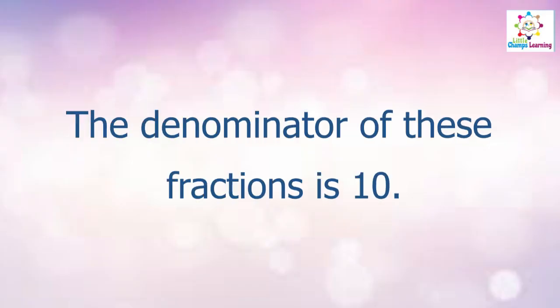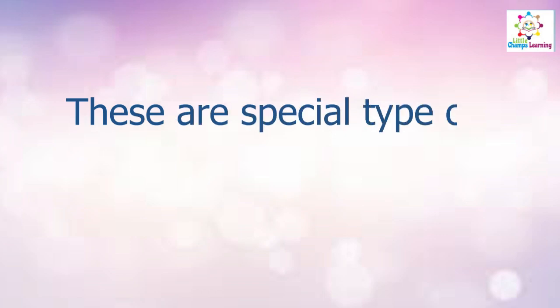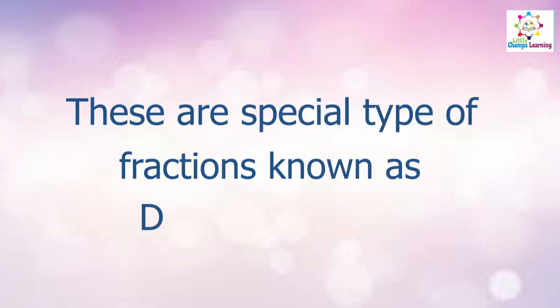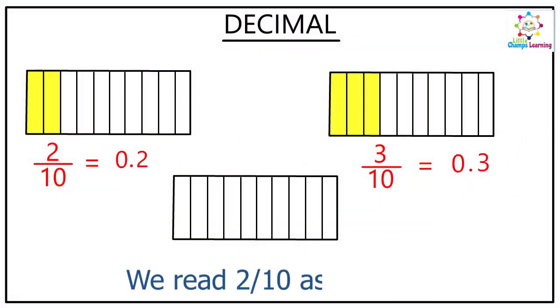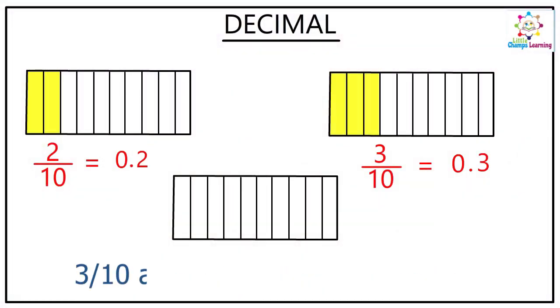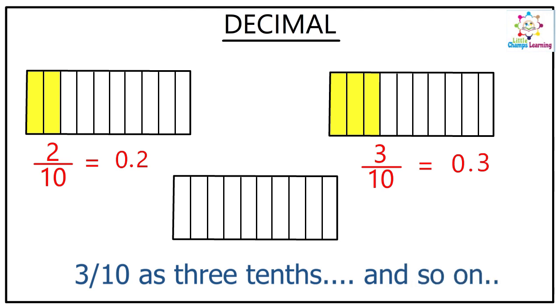The denominator of these fractions is 10. These are a special type of fractions known as decimal fractions. We read 2 over 10 as 2 tenths, 3 over 10 as 3 tenths, and so on.